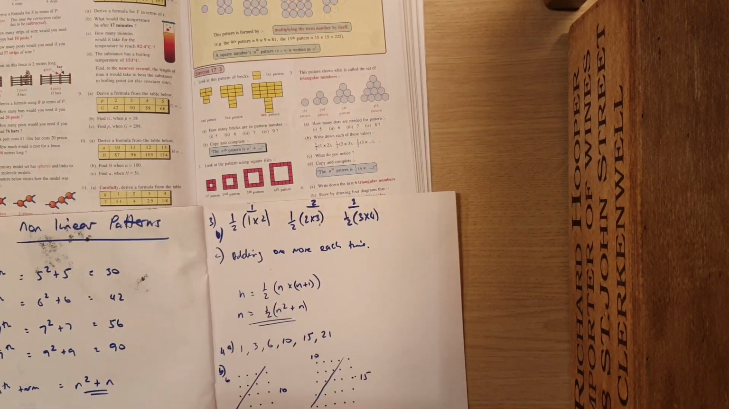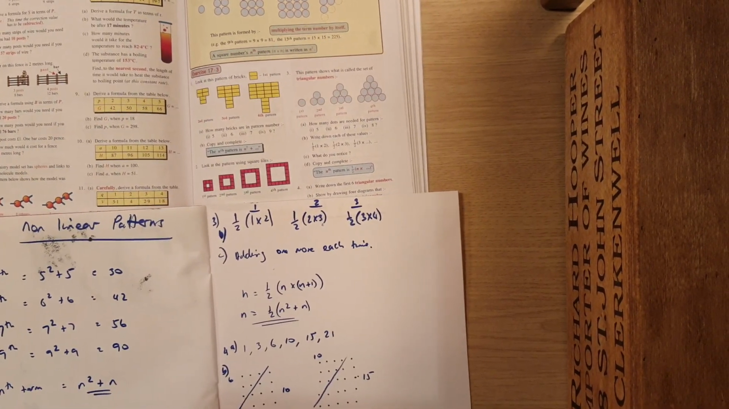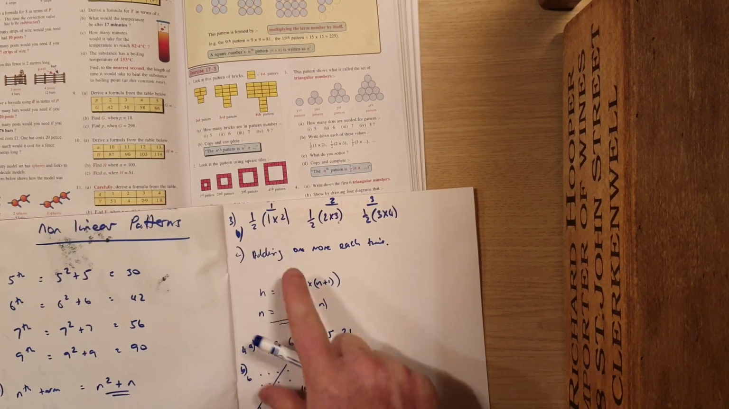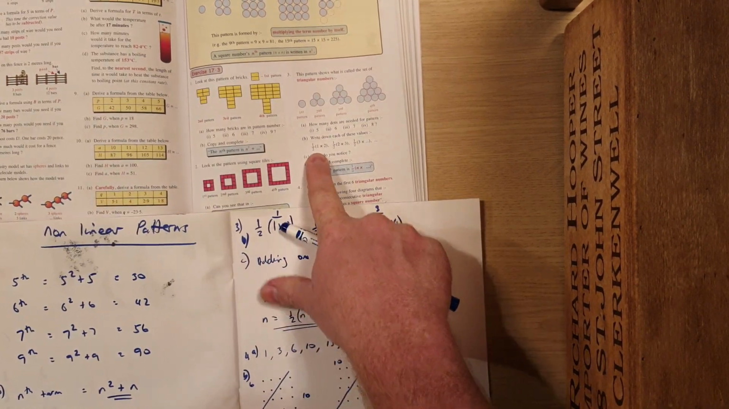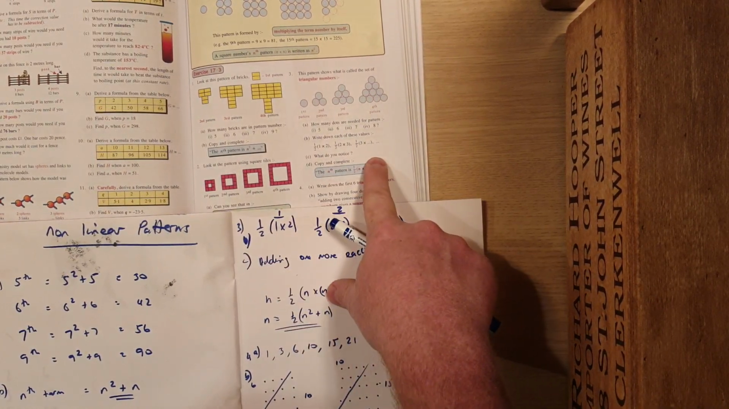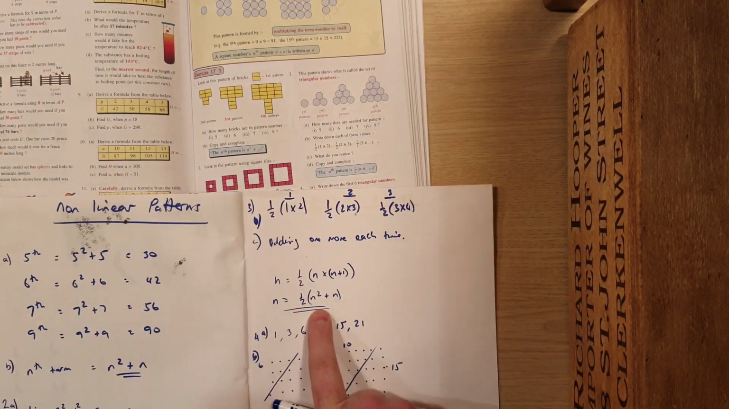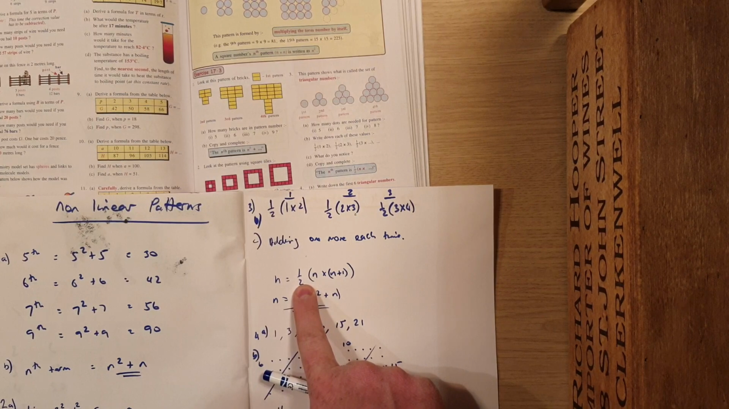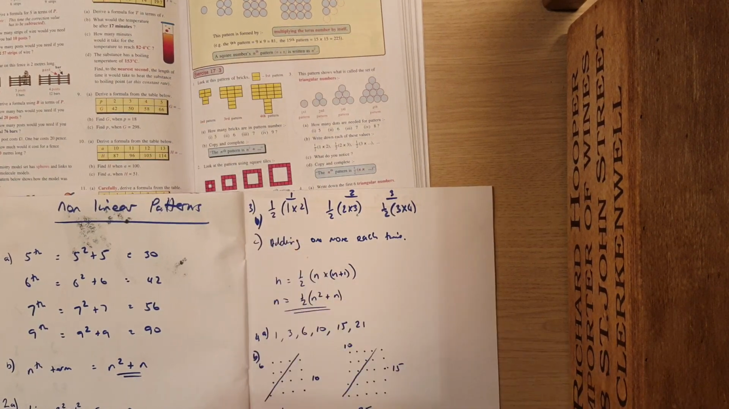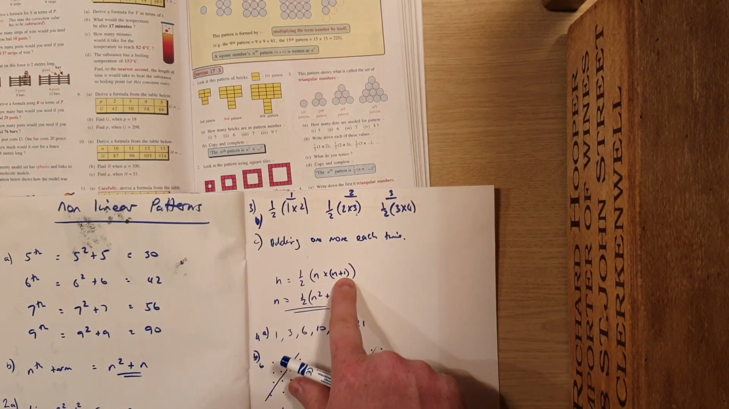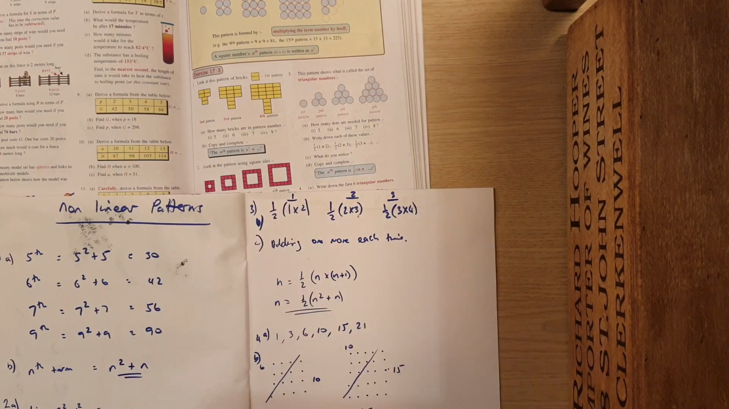Now, to get the formula for that, it's a wee bit trickier. And you can see here, it gives you a clue. It says write down these values, what do you notice? And then you're able to see that you can come up with this formula here. So you've got a half times n times n plus 1. So you're adding on 1 each time.